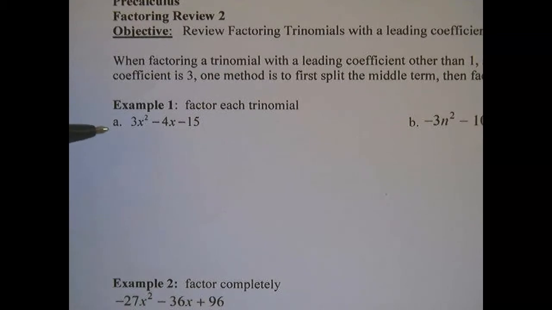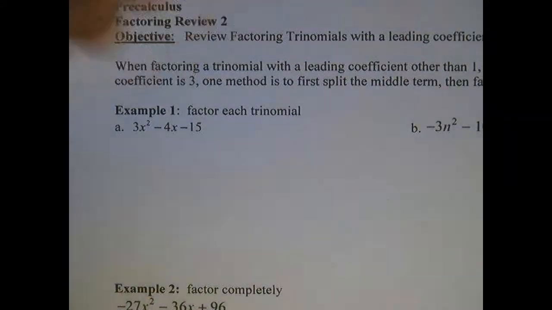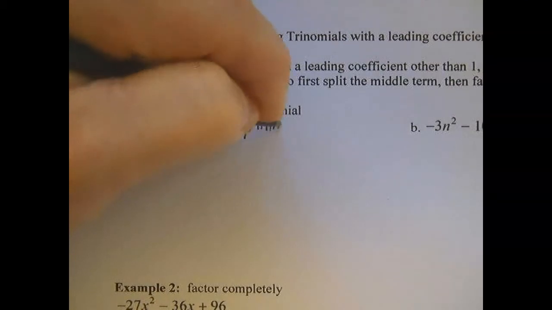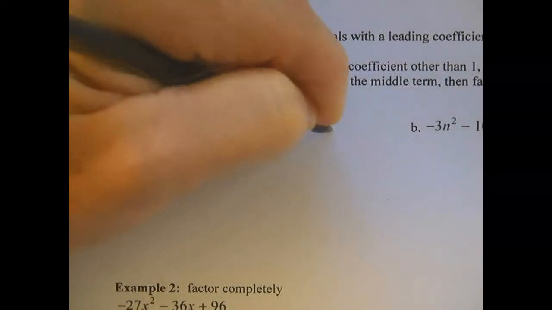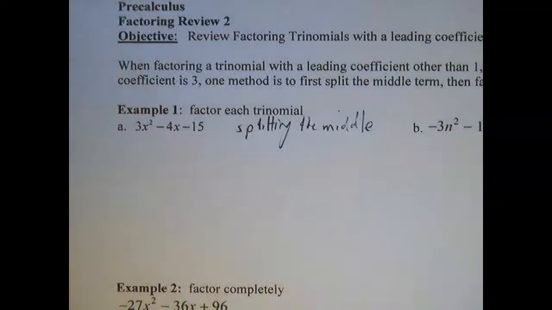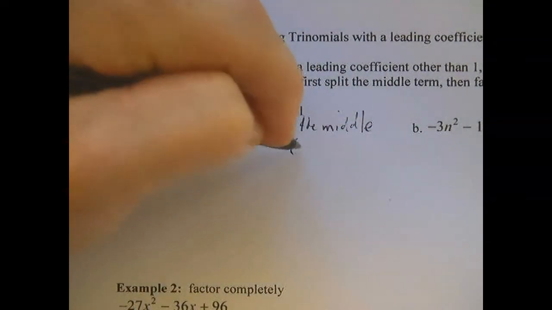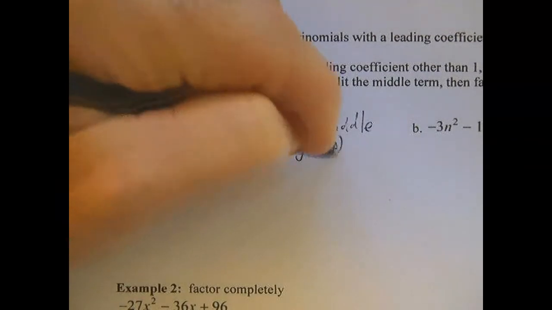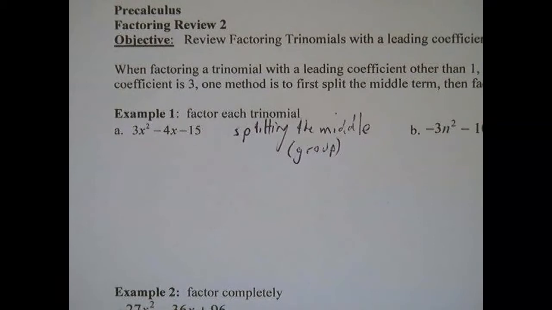Now we're factoring trinomials in this video, and we're going to focus on one method right now, and that's called splitting the middle. Some people call it factor by grouping, and they're both true, because what you do is you split the middle and then you factor by grouping. So they're both valid ways to think of this.